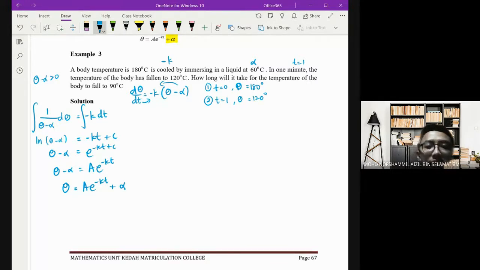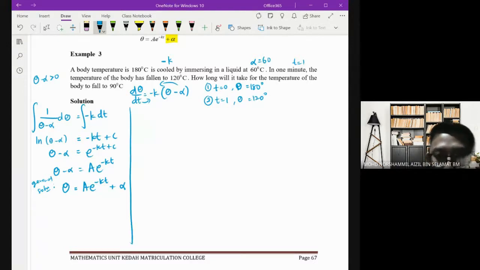Then please do understand that our alpha is 60. Alpha is 60. Okay guys, this is your general solution.